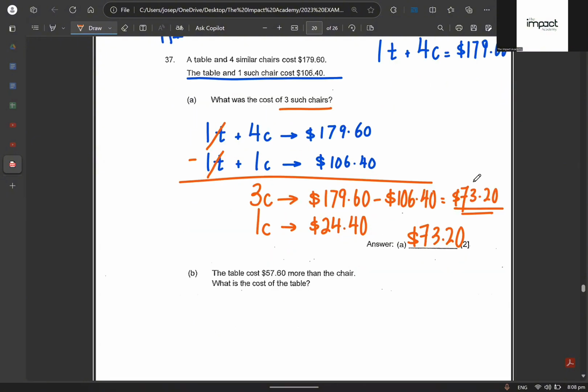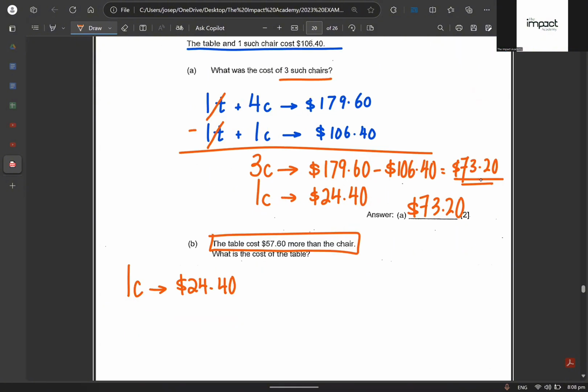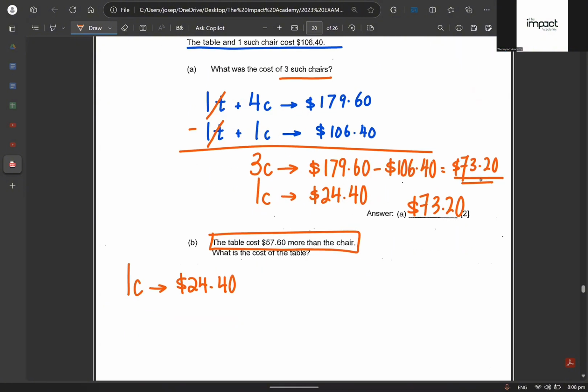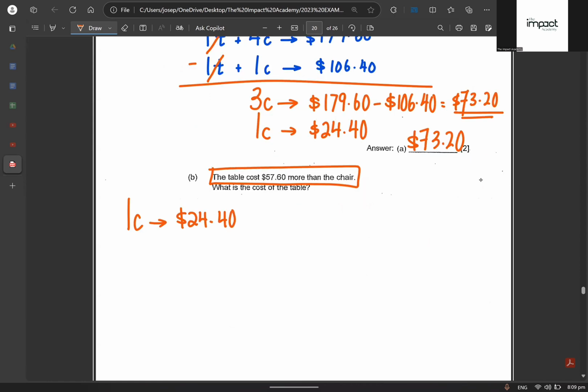Okay. All right. So what I want to do next, of course, I know now one chair is actually how much? We already learned that it's $24.40. True? What did the question say? The table, can you all read for me? The table costs $57 more than the chair.